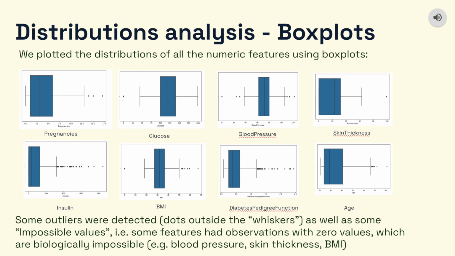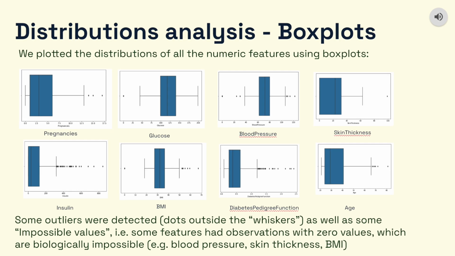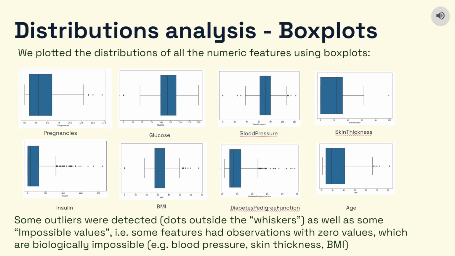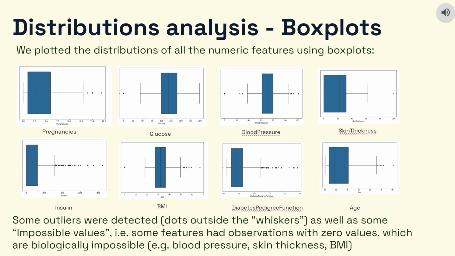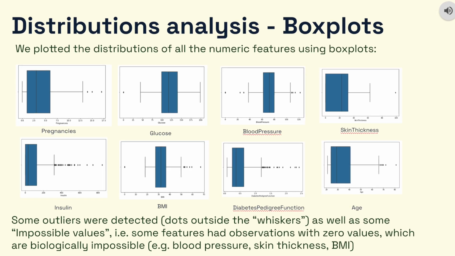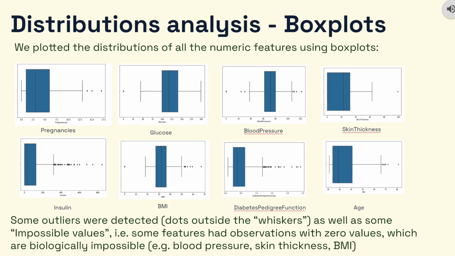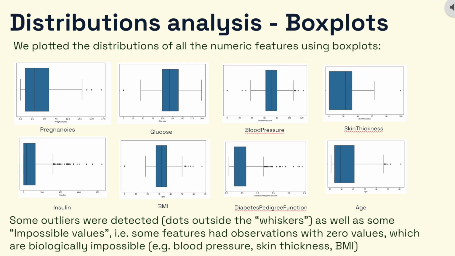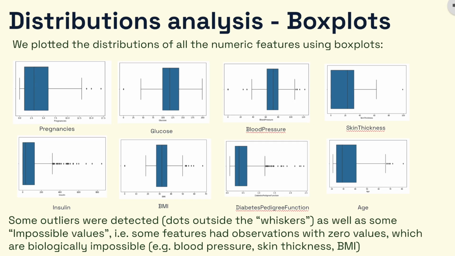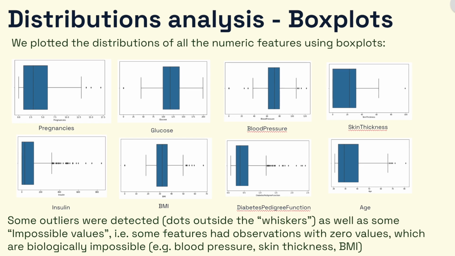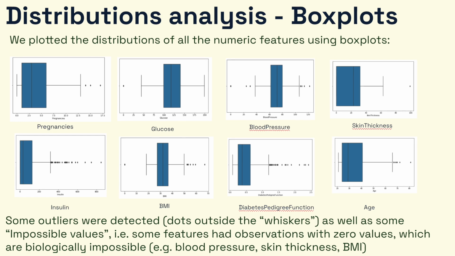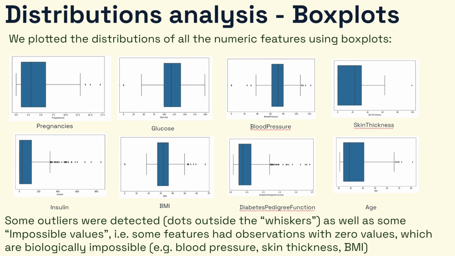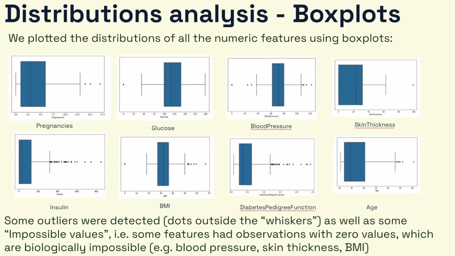We analyzed the distributions of all the numeric features using box plots, as shown on this slide. We identified some outliers, which are the dots outside the whiskers, as well as some impossible values, meaning some features had observations with zero values, which are biologically impossible. For instance, blood pressure, skin thickness, and BMI cannot have values equal to 0.